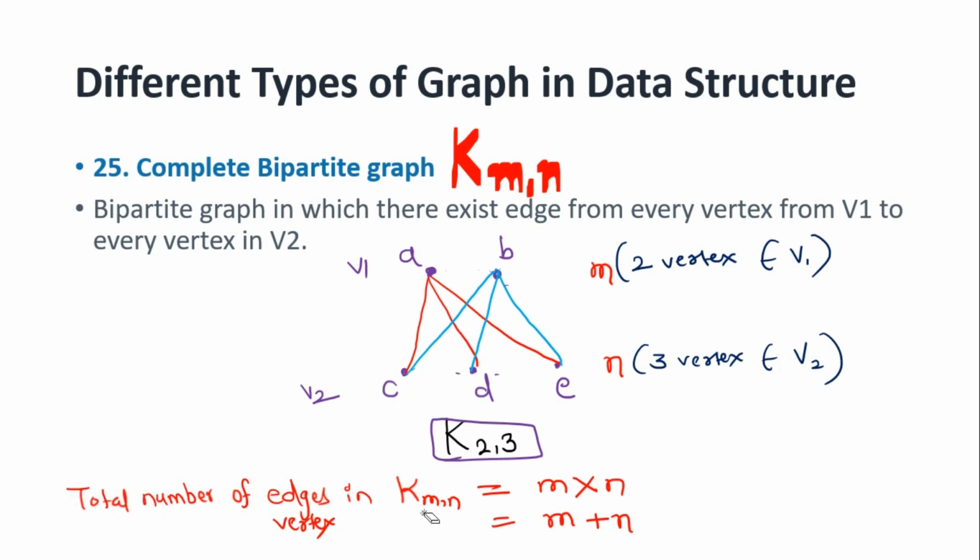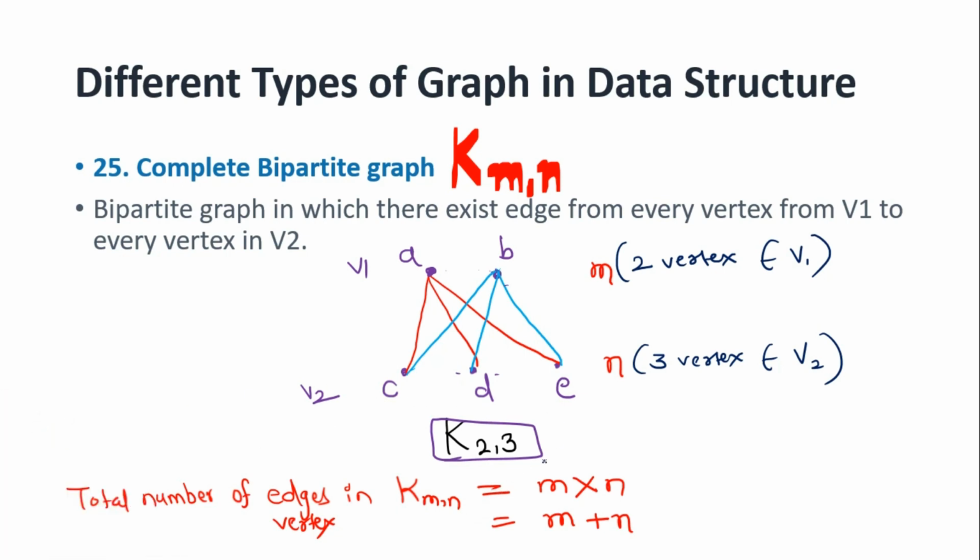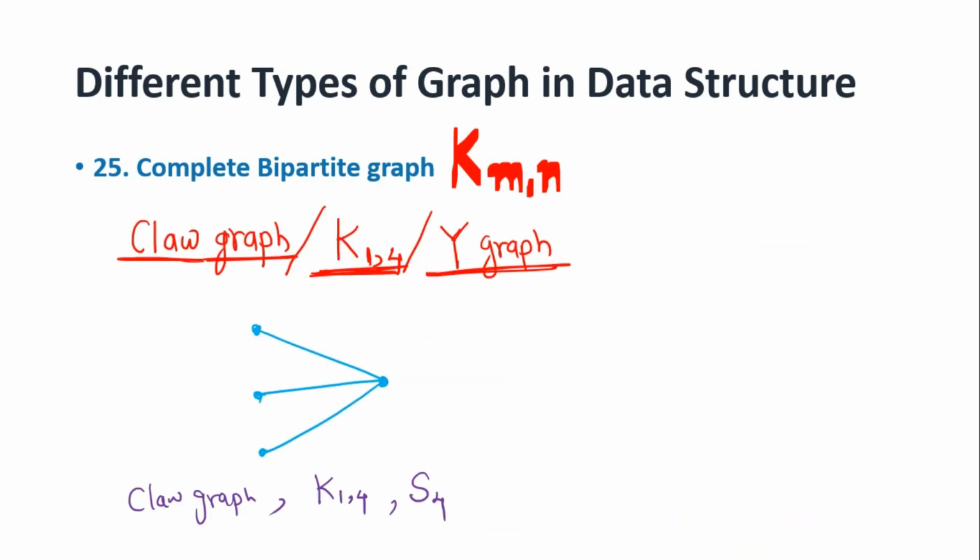So the total number of edges in this is m into n. Here the total number of edges are 1, 2, 3, 4, 5, 6. For K2,3, the total number of edges is 2 into 3, that is 6. So we have 6 edges, and the total number of vertices is m plus n, that is 2 plus 3, that is 5.